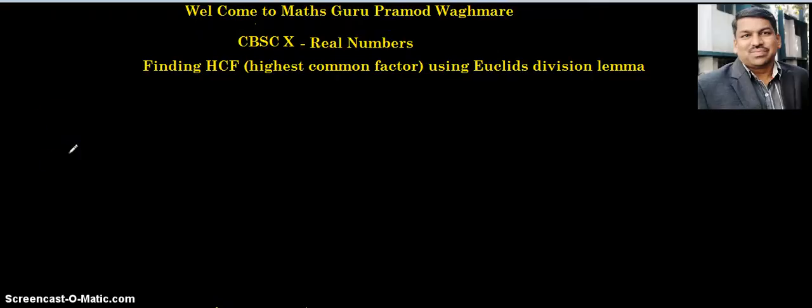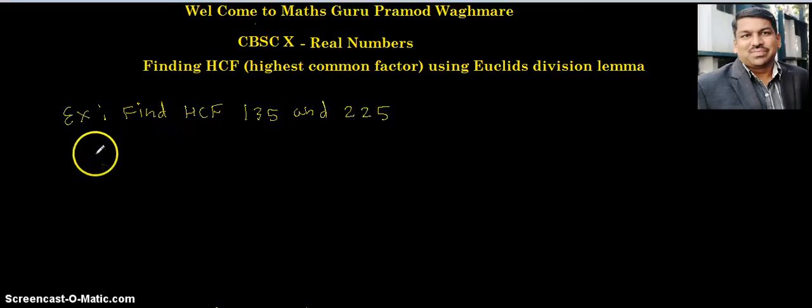Let us take an example of finding HCF. Find the HCF of 135 and 225. Here in step 1, we know that A is 225, because the bigger of the two numbers we take as A, and B is 135.